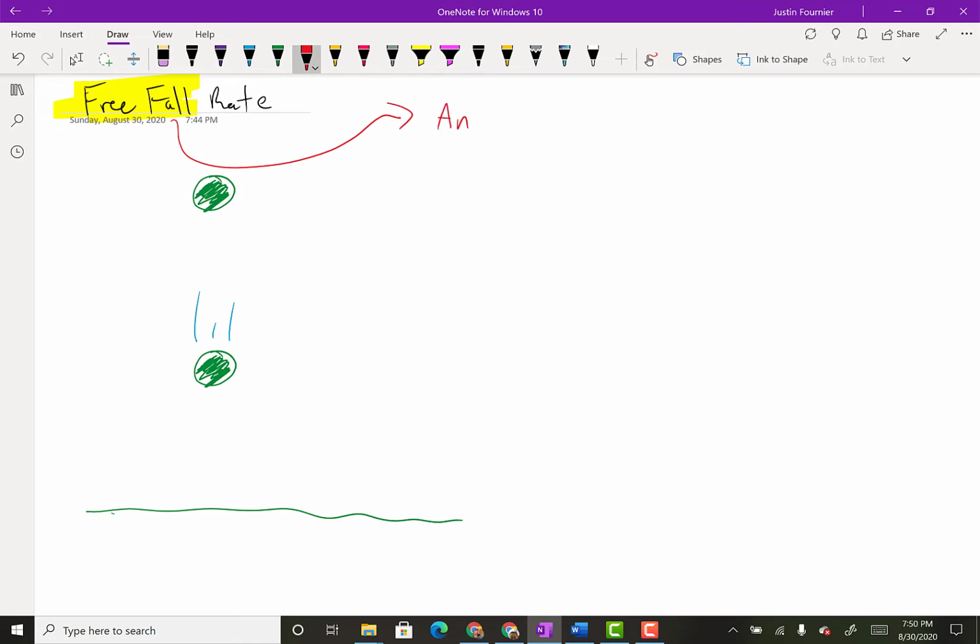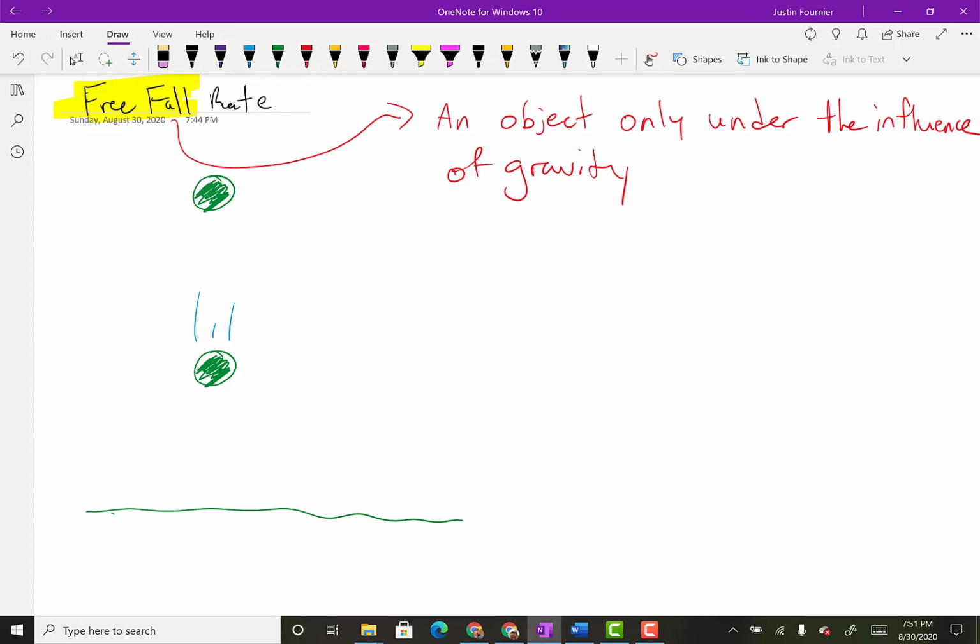an object only under the influence of gravity. So only gravity is acting on the object. That's what free fall is, so something like this. So there can't be air resistance like you saw in that example. It's only got to be gravity.